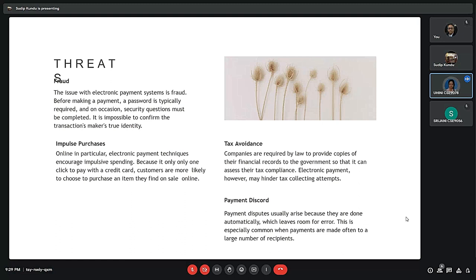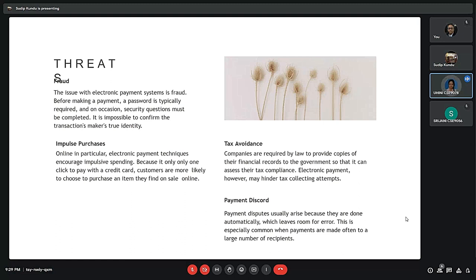So till now we have discussed the roles of the payment mechanisms and how they have made us cashless and how smooth our lives have become, but not everything comes with only the positive side. The negative side, the threats of e-payment mechanisms, starts with fraud. It's very famous. Everywhere we face frauds. And the issue with the e-payment system is fraud, basically.